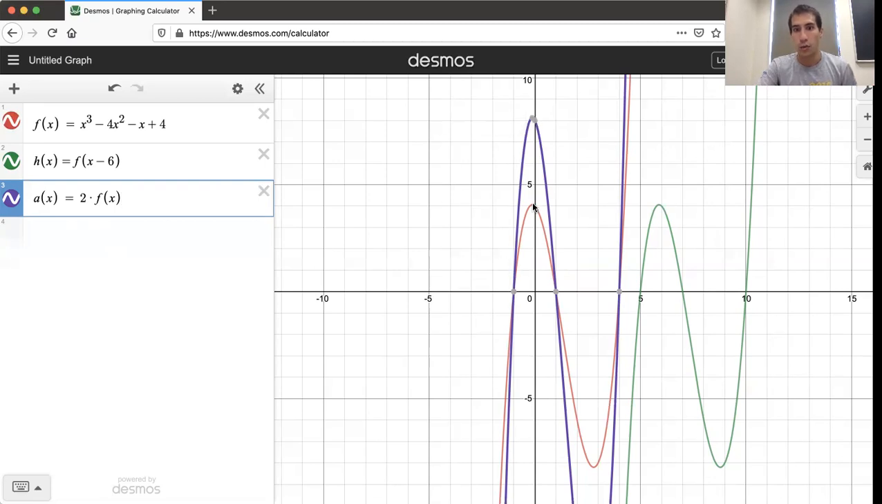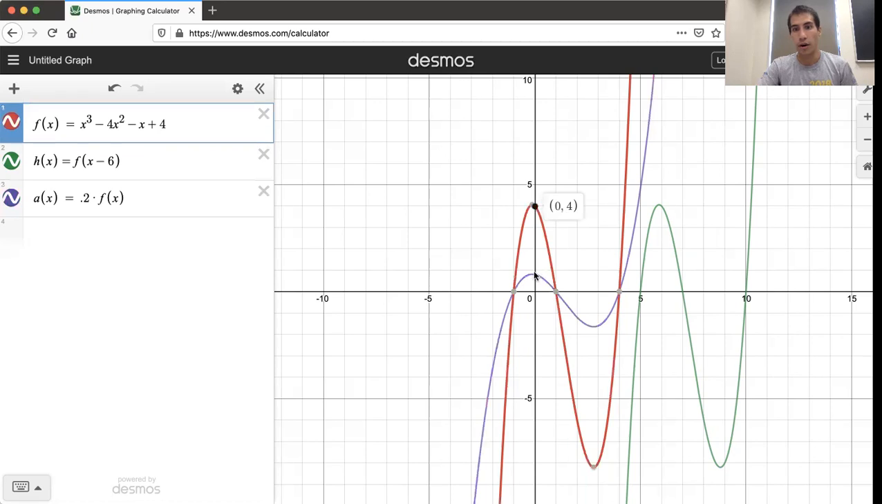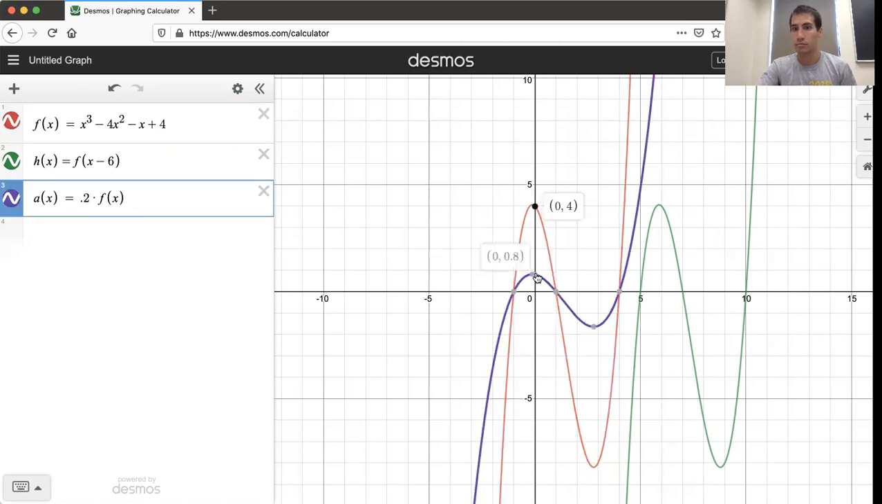So here, the red graph goes through the point (0, 4), and now the purple graph is going to go through the point (0, 8). If instead of 2, I made it 0.2, so I'm multiplying by 1/5, everything is going to get shrunk by a factor of 5. So where it was (0, 4), now it's (0, 4/5), which is 8/10. Okay. So multiplying in front of the function like this is going to stretch vertically.